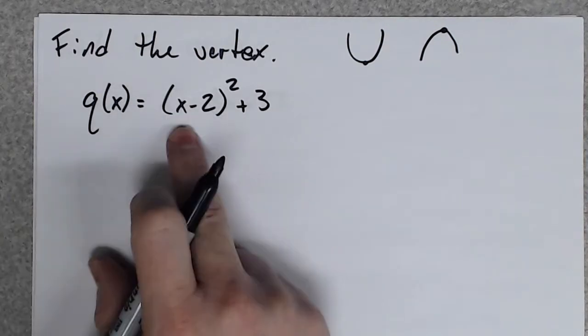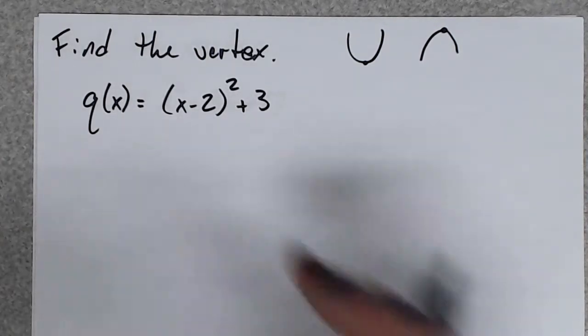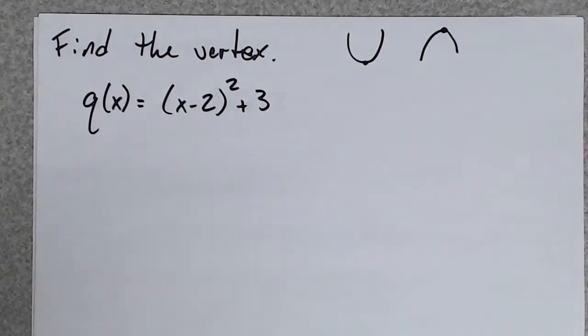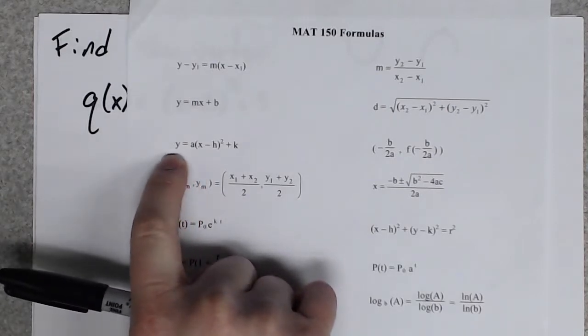So sometimes you're going to be given a quadratic that looks like this. This is in vertex form. That's what they call vertex form. You're given a reference sheet here, and if you look on your reference sheet, right here is the vertex form.